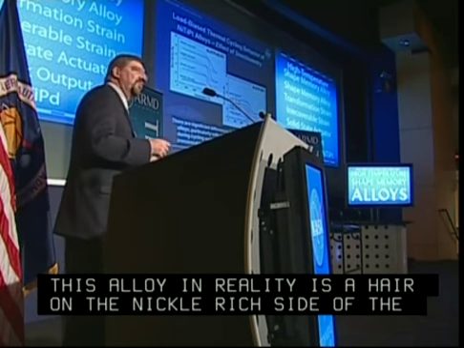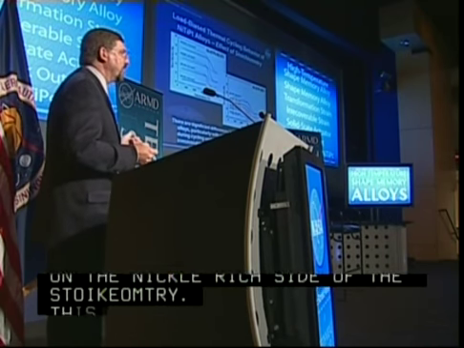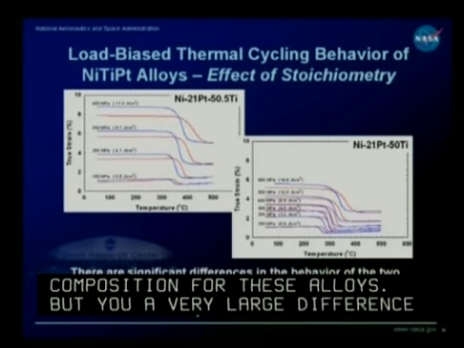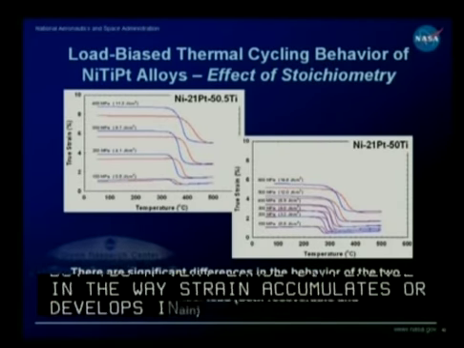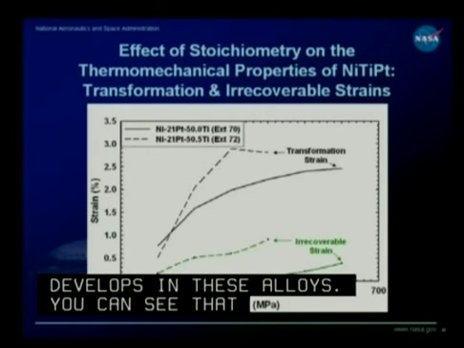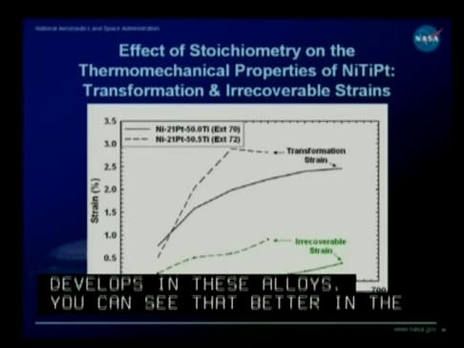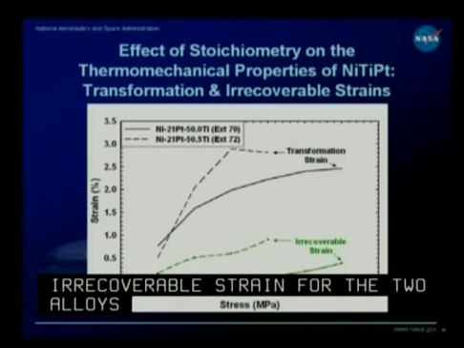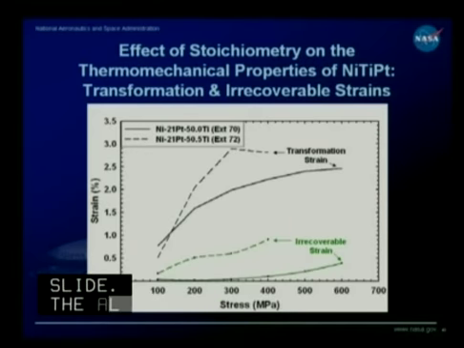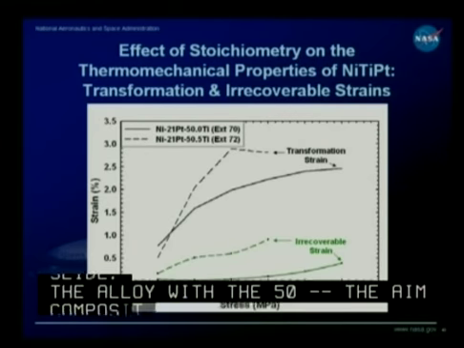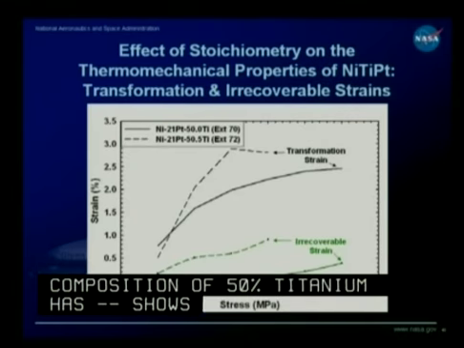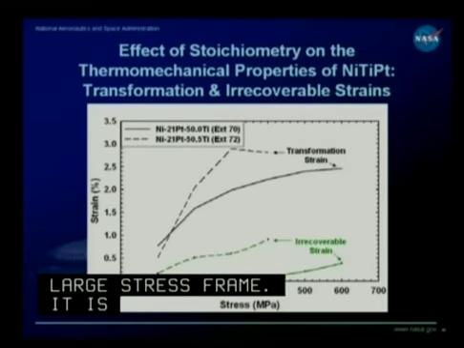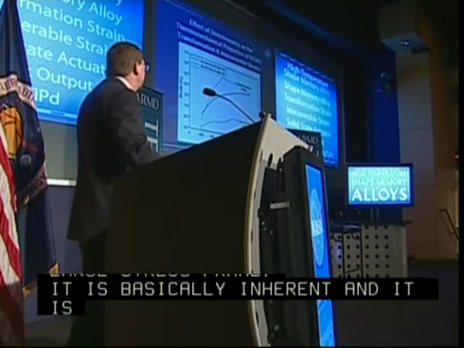Now this is less than a 1% change in composition for these alloys, but you have a very large difference in the way strain accumulates or develops in these alloys. You can see that better in the next slide. Here we're just plotting the transformation strain as well as the irrecoverable strain for the two alloys shown in the previous slide. The alloy with the aim composition of 50% titanium shows almost no irrecoverable strain over a large stress range. It's inherently dimensionally stable, which is very unique to most of the shape memory alloys that I've ever seen.